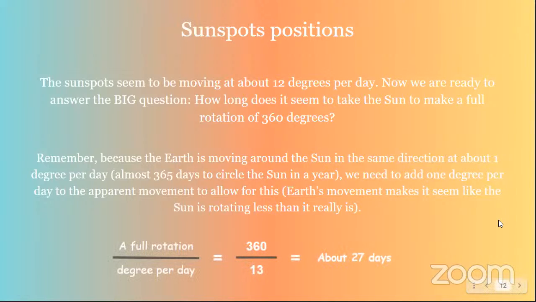The full rotation of the sun, which is equal to 360 degrees, will be divided by the sunspot's movement degree per day, plus the movement of the Earth in the same direction as the sun. The resulting number is 27. This basically represents the sun rotating on its axis once every 27 days. This shows how important and useful studying sunspots is.